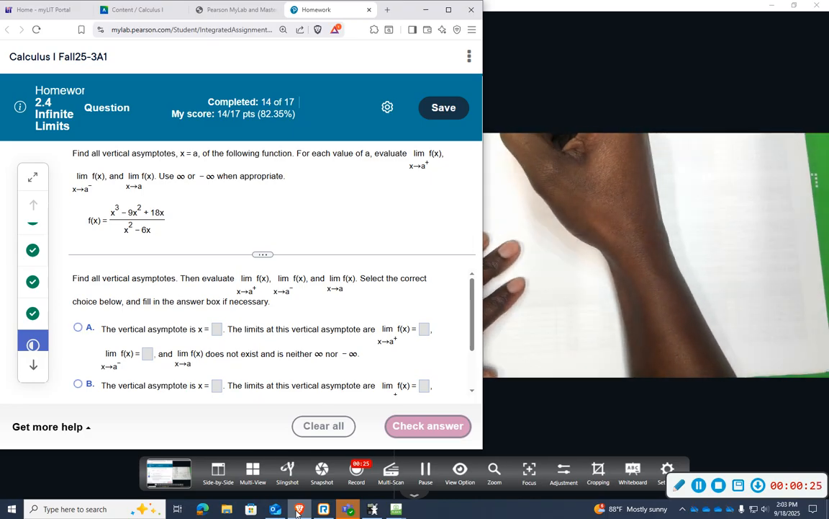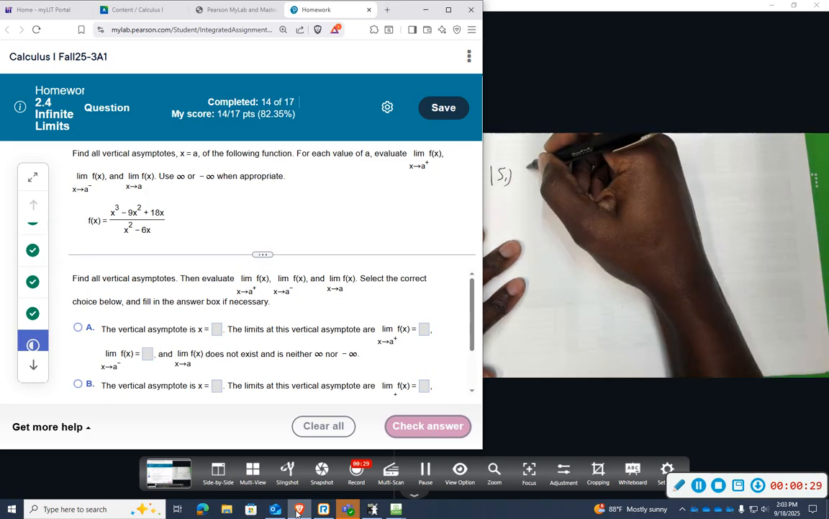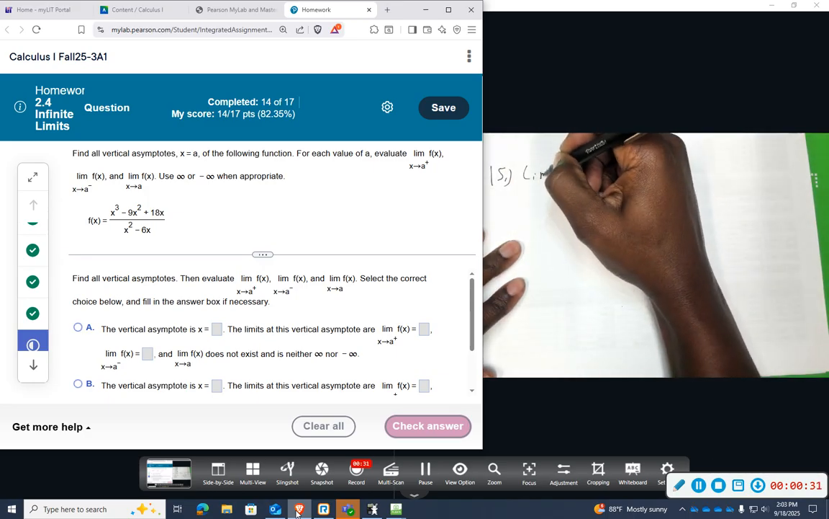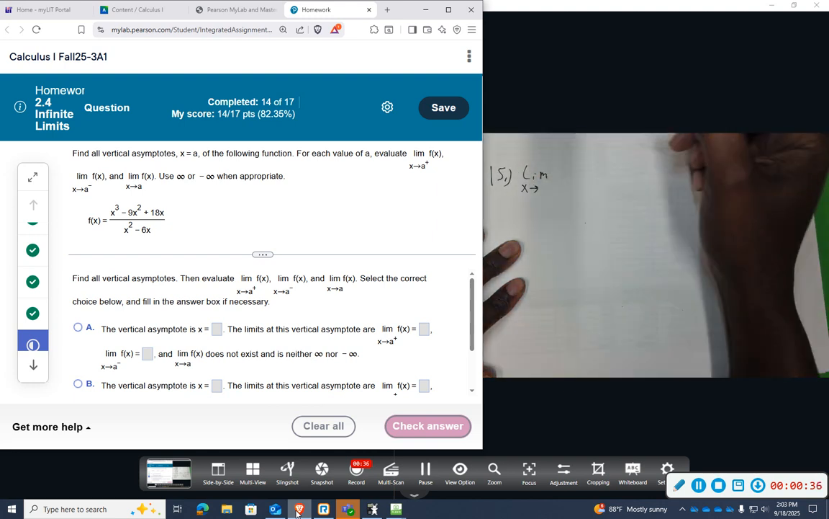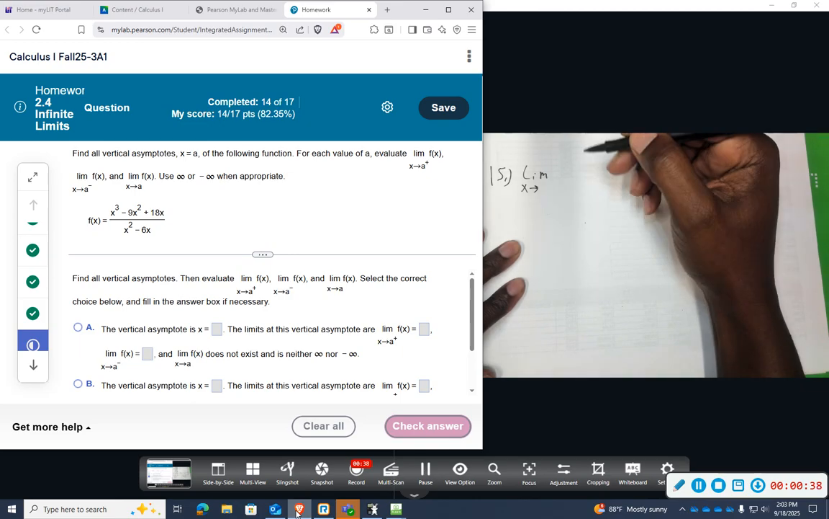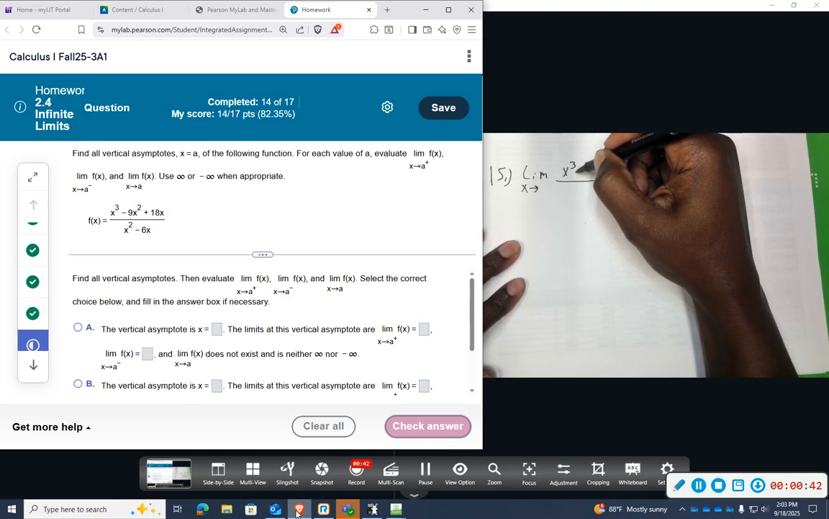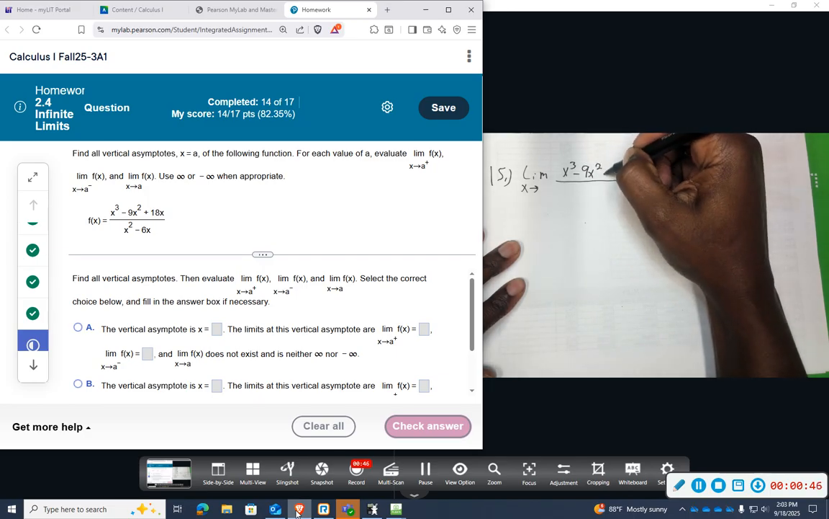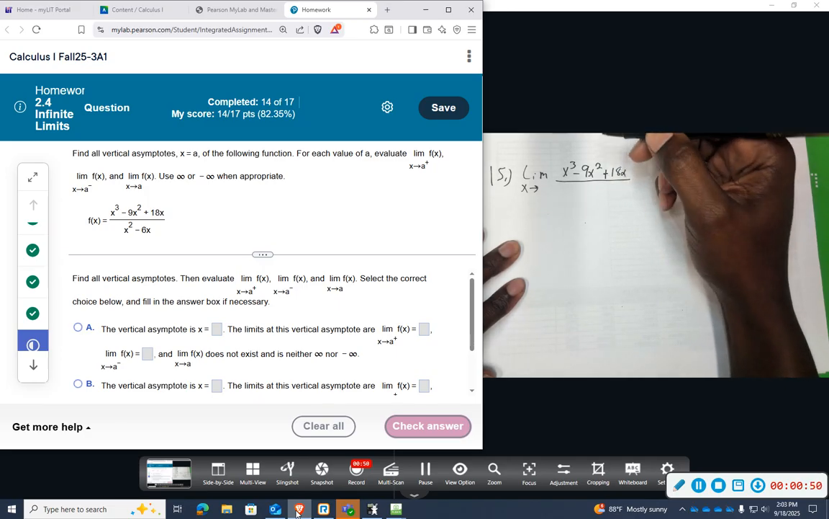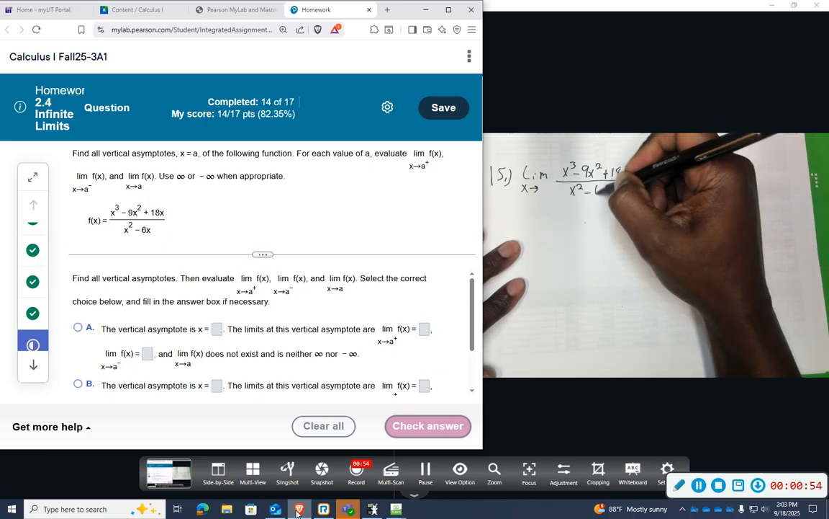Okay, so we want to find the limit. We don't know x equals, and then we'll figure out those based on the asymptotes, of x cubed minus 9x squared plus 18x, and this is all divided by x squared minus 6x.